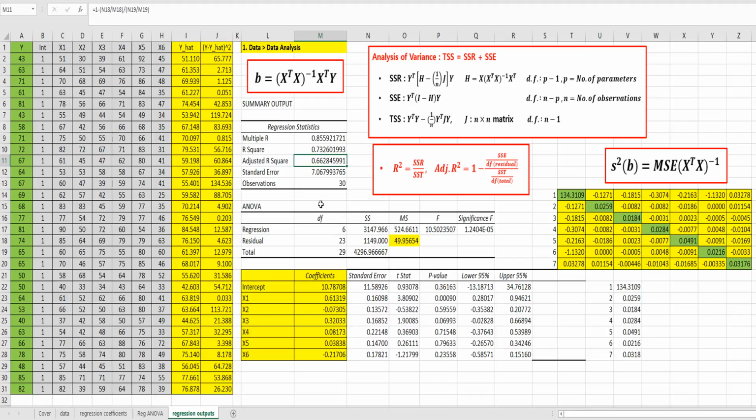That's it for today. I hope it was useful for you to understand how we can get multiple regression outputs manually in Excel.